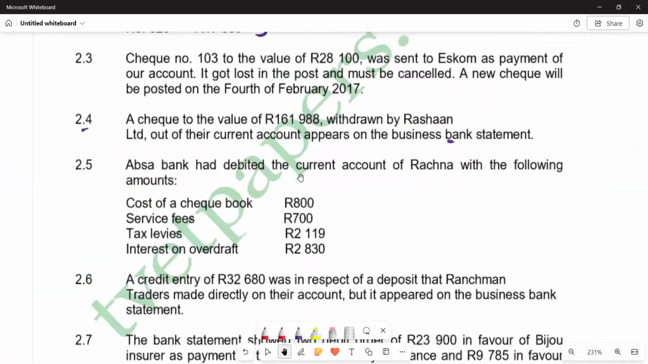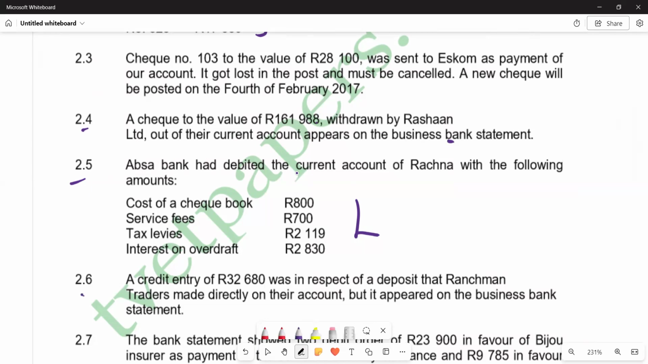Right, under that we are given 2.5, which means Absa Bank had debited the current account of Rashida with the following amounts. So these are the amounts that are appearing on the bank statement, but they are not there in the cash book. In our ledgers, it's not appearing. So what does it mean? It means these are going to affect the ledger. They are already there on the bank statement. So remember, the business can only get to know about these transactions when they get one of the bank statements. So it means they are not appearing there. Then we go to 2.6.